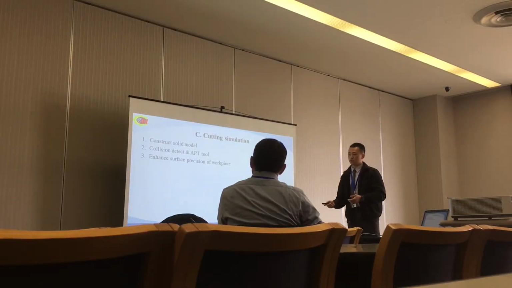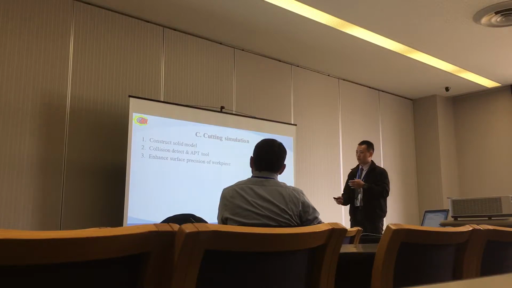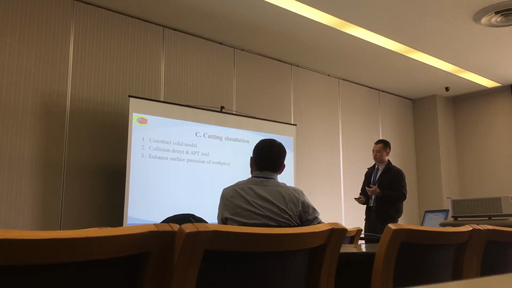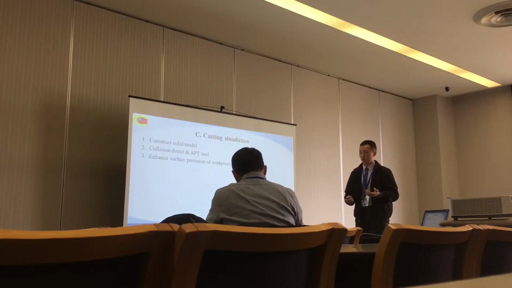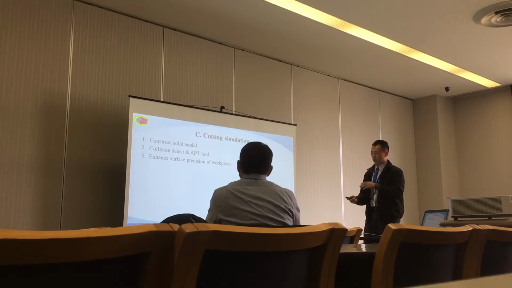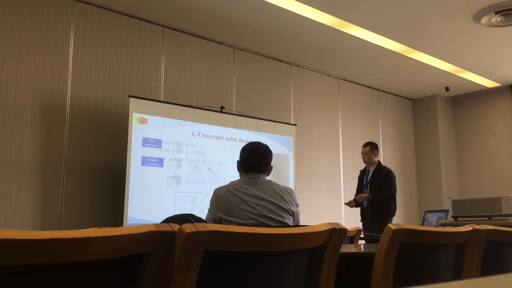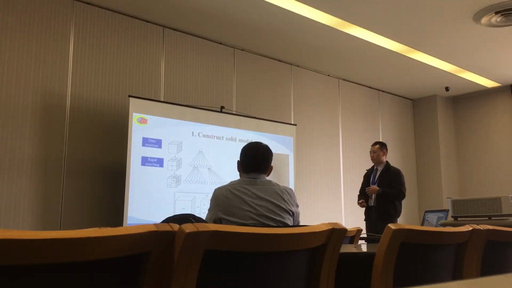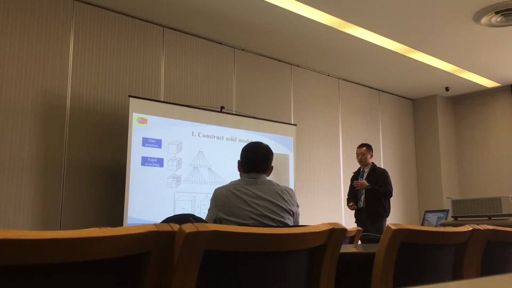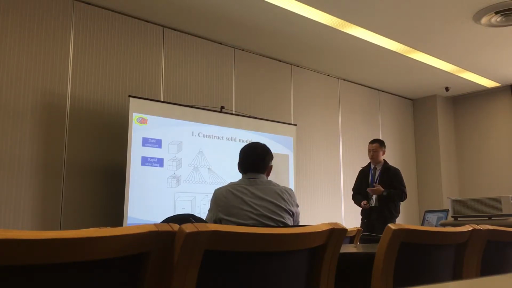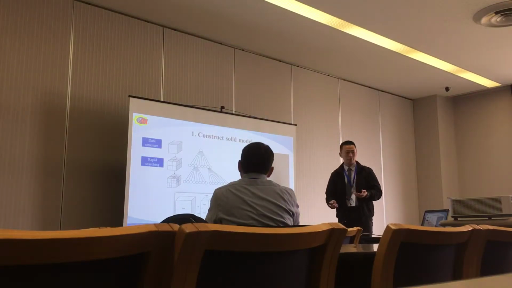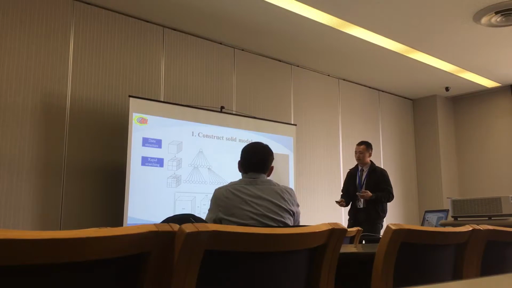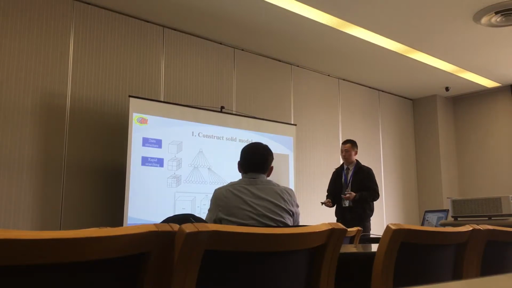And at the C chapter, I will talk about how we construct our solid model and what kind of method we use to determine whether the 2 objects collide with each other. And then I will talk about enhanced surface precision. So before I tell you how we construct our solid model, we first have to look at the data structure. The data structure that we use is called the octree. So what is an octree? An octree is a tree-like data structure, and this kind of data structure is good for rapid data searching.